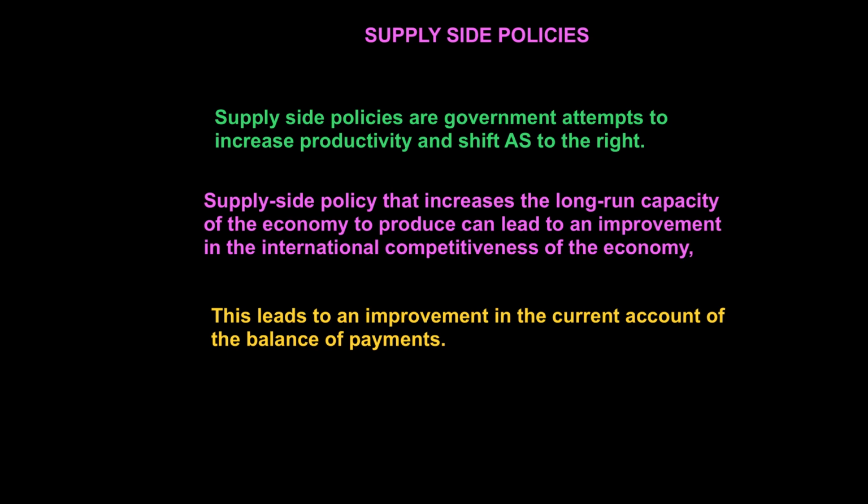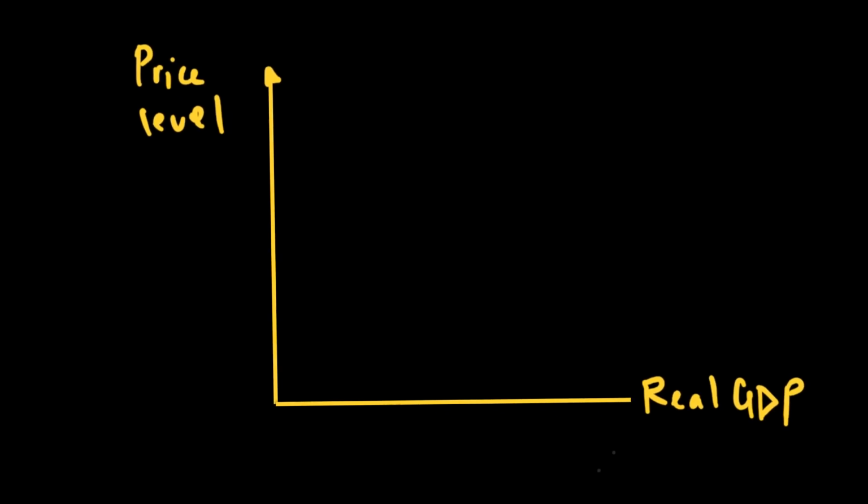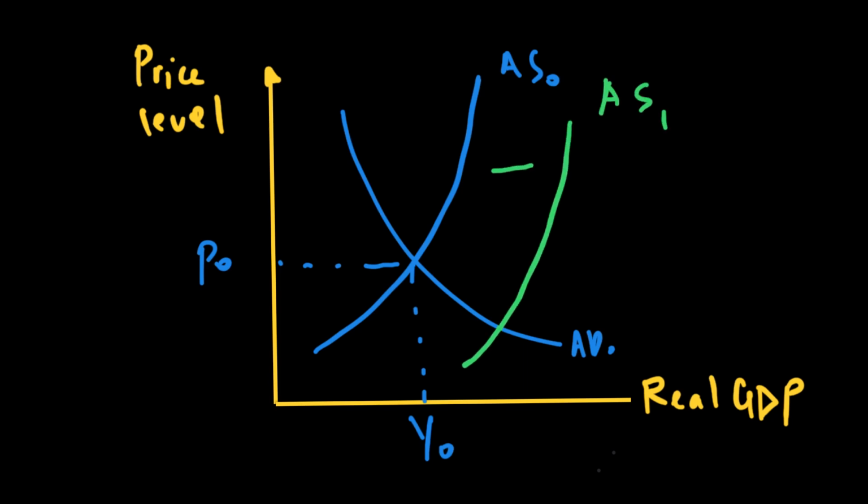So when we look at our diagram for supply side policies, we're going to make our AD-AS framework. The AD curve is downward sloping, the AS curve is upward sloping, and we have, let's say, an equilibrium price level of P naught and GDP of Y naught, and let's say the aggregate supply curve shifts to the right because of supply side policies. What you can see from this is two things.